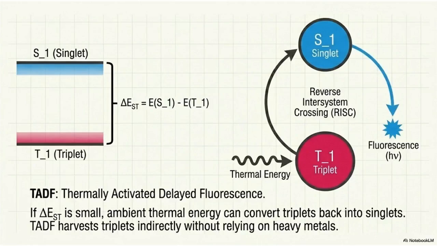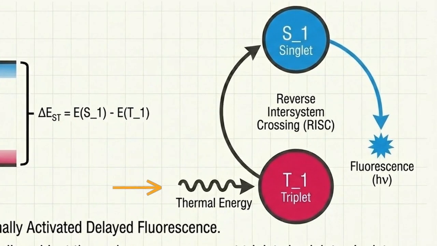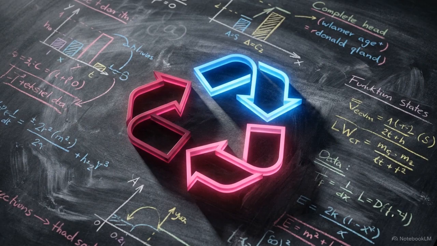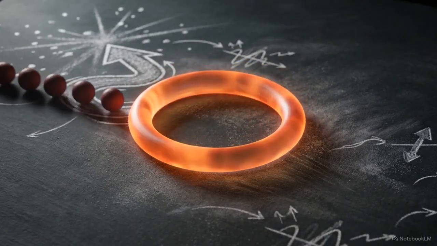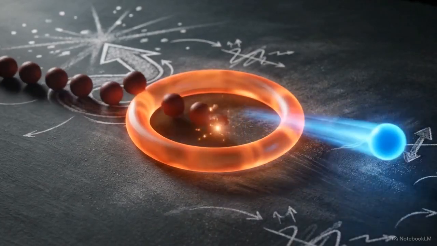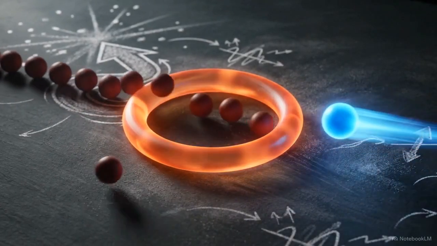This cyclic diagram illustrates the thermal bypass. Because the energy gap is engineered to be incredibly small, standard ambient heat in the device provides enough energy to bump a triplet exciton back up into a singlet state. This process, known as reverse intersystem crossing, acts as a continuous recycling mechanism. It converts dark triplets back into bright singlets, which can then radiatively decay without violating the spin selection rules.